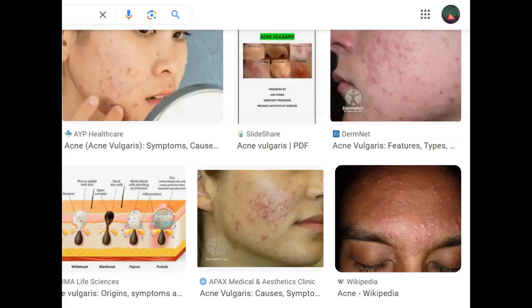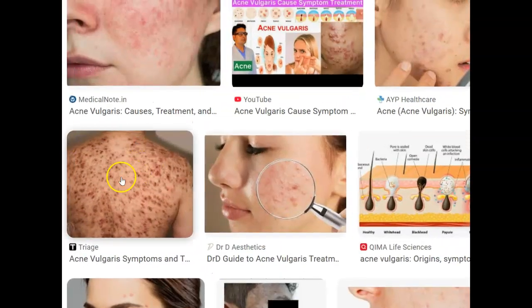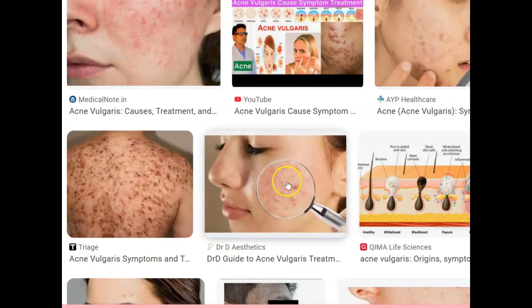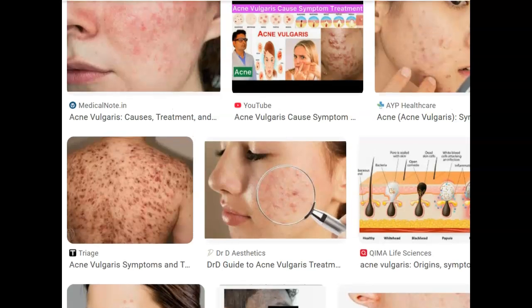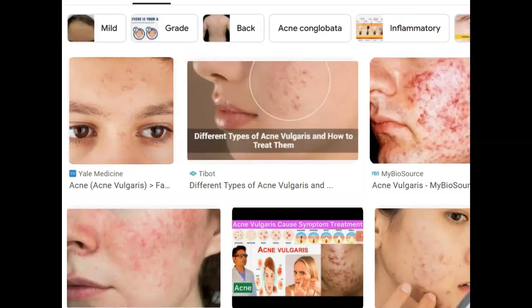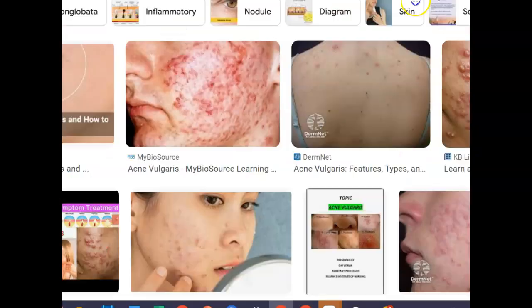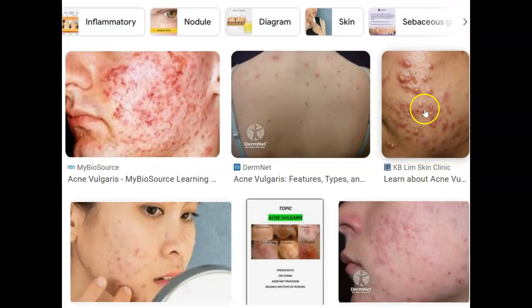This, I'm not even joking, is very similar to what my son's back looked like all the way up his neck. These are all these big, cystic, gnarly, gross, awful things, right? So this is acne vulgaris. These are the acnes that are no joke.